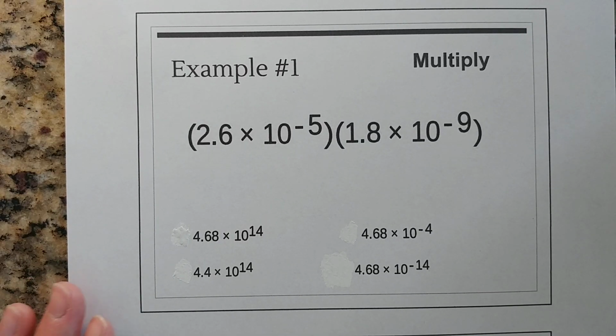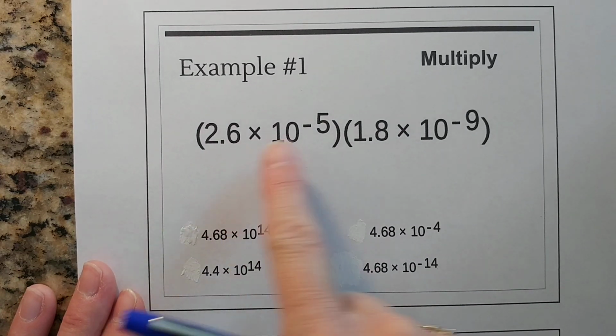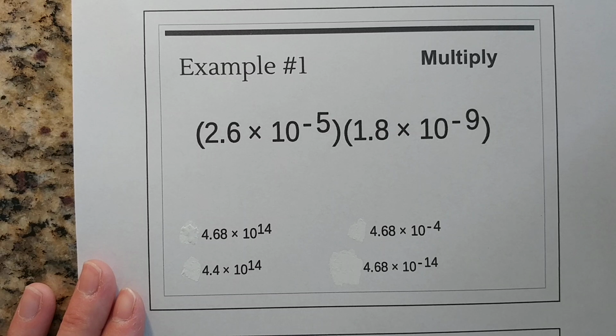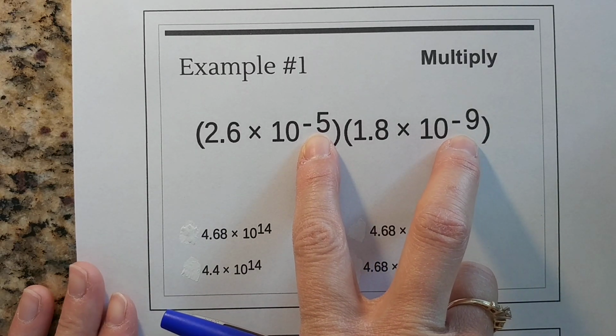All right, let's take a look at a few examples where we're multiplying or dividing. We're going to start off here with multiplying. So I have two numbers in scientific notation that I want to multiply together. Notice they're very small numbers. They both have a negative exponent.